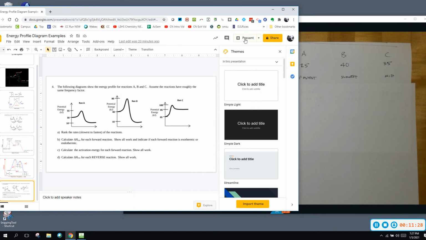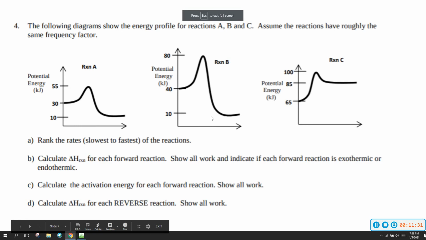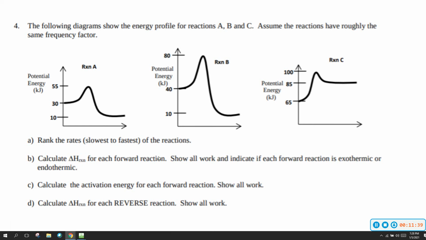All right, jumping back in here, let's look at letter D, I believe we're going to do next. This one says, letter B. Letter B says, calculate the enthalpy of the reaction for each forward reaction, show all work, and indicate if the reaction is endo or exothermic. And so we'll do that by starting here and then ending right down here. And to find the enthalpy, we'll always do final minus initial. And so our final right here is 10 minus 30. So 10 minus 30 gives us negative 20. And that can tell us right away that it is exothermic because it's got a negative value. So that would be negative 20 kilojoules.